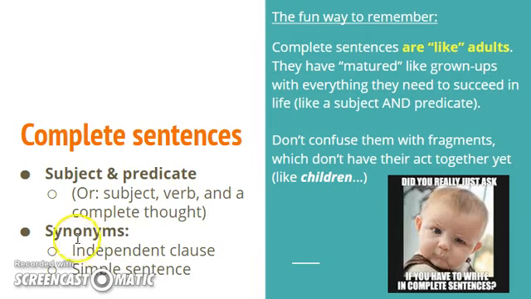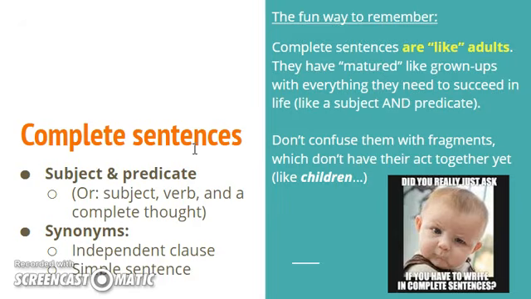Some synonyms would be an independent clause or a simple sentence. Independent clause, simple sentence, and complete sentence all mean the same thing. It's just one lone sentence that can stand by itself.